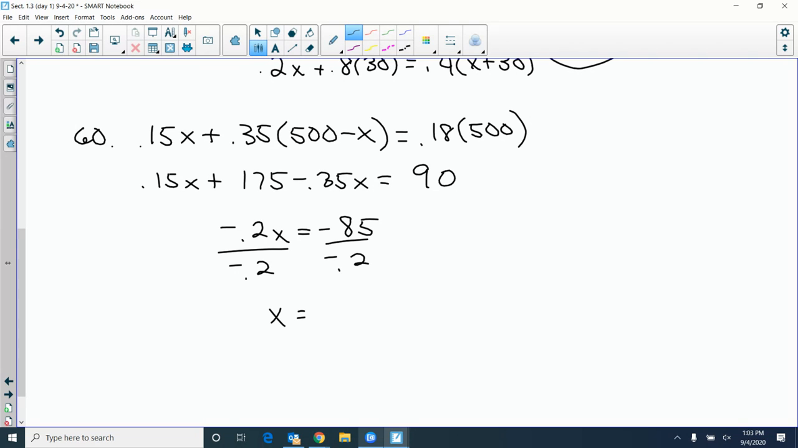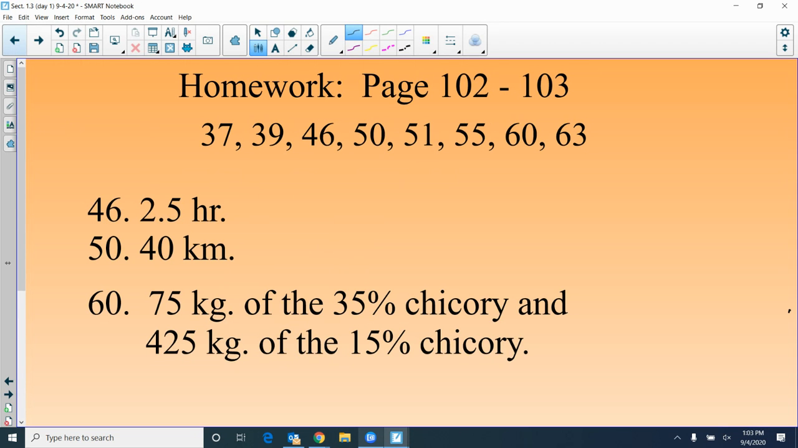425 kilograms for that one. Okay? And then the other one's going to be 500 minus that, which would be 75. So that's where we get 425 of the 15%, 75 of the 35%. Get to that one.